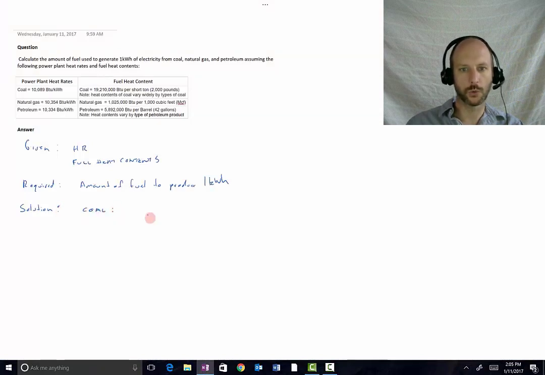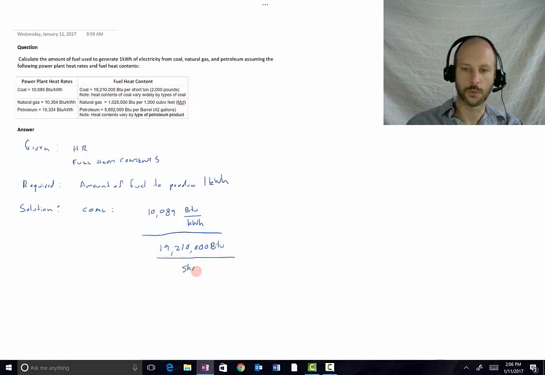For the coal plant, we're going to divide 10,089 BTU per kilowatt hour. And we're going to divide that number by the fuel heat content of coal, which was 19,210,000 BTU per short ton. So I'm writing both of those as fractions. And what you can see here is, due to dimensional analysis, the BTU in the numerator and the denominator will cancel out, and that will leave us with units of short tons per kilowatt hour, which is what we're interested in. How many short tons does it take to produce 1 kilowatt hour?